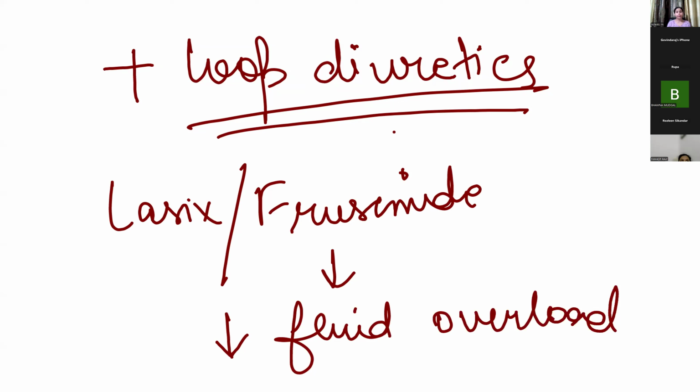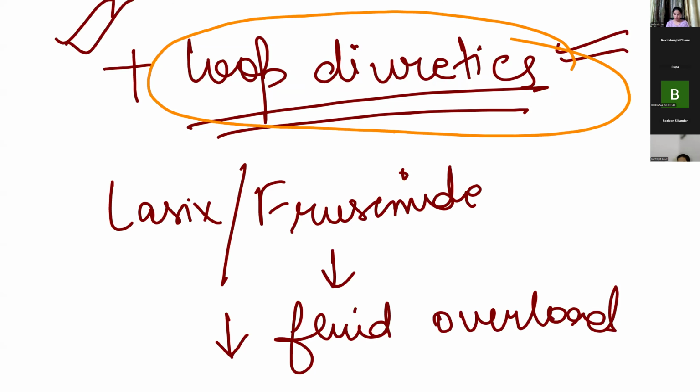So this is very important. To battle fluid overload in case of mannitol, we will give loop diuretics. Highlight this point. Ma'am, can you please repeat this slide? Sure, this loop diuretics. Yes, ma'am.